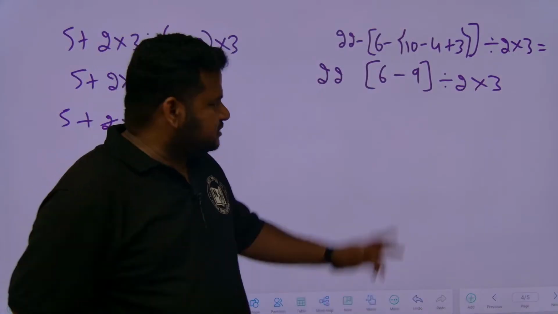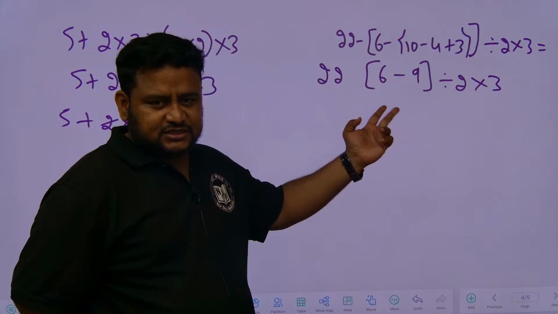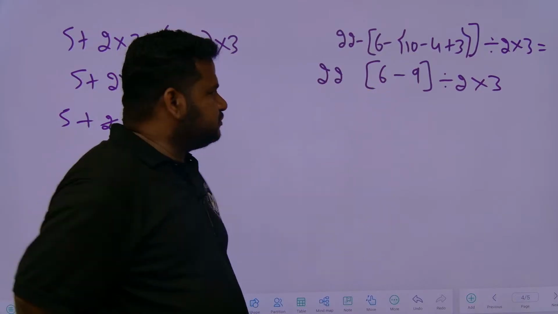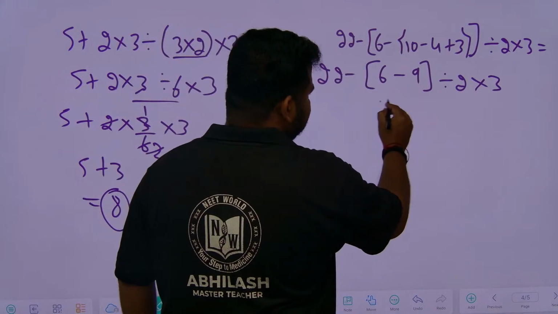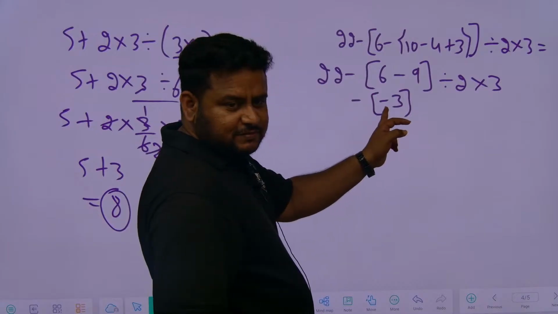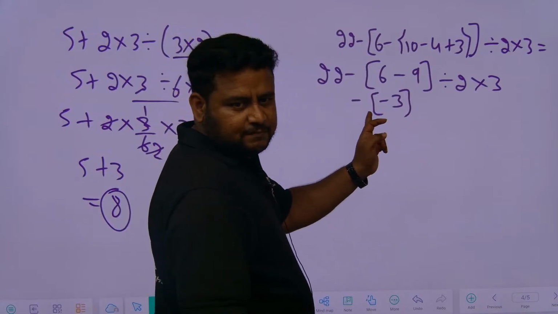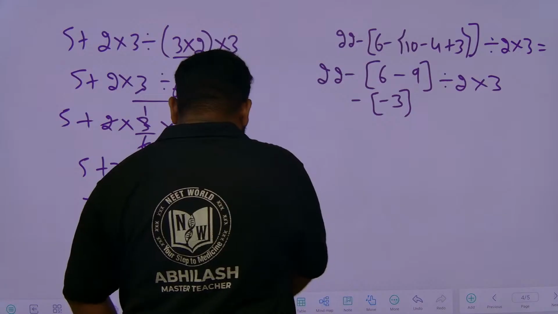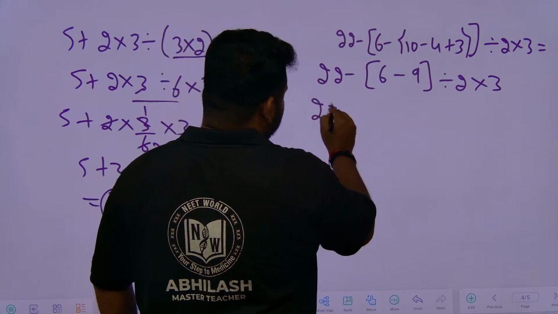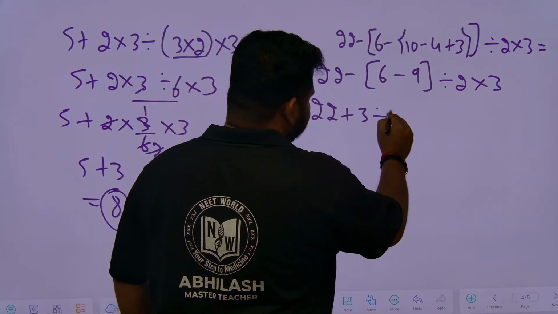Minus 3. Because if you take the difference of 6 and 9, it is 3, but the bigger number is 9. So for the bigger number, what is the sign? Minus. So here it will be minus 3. Outside also minus is there. Keep it as it is. So look at this: minus into minus will become plus. So I can directly write plus 3. 22 plus 3 divided by 2 into 3.